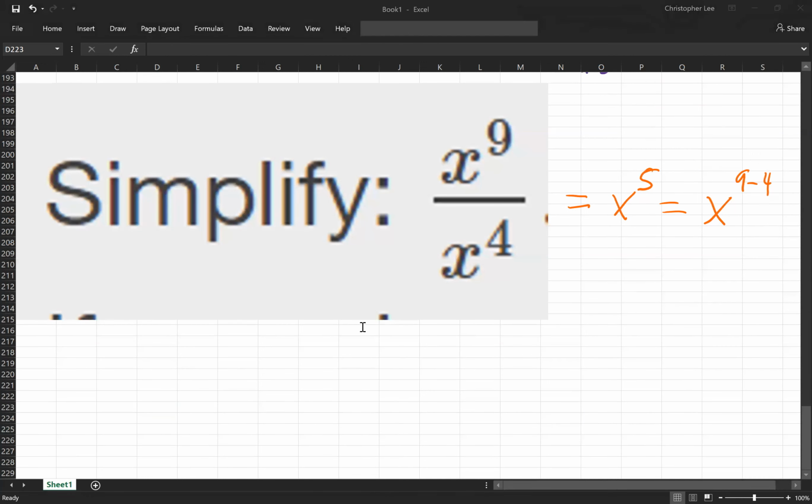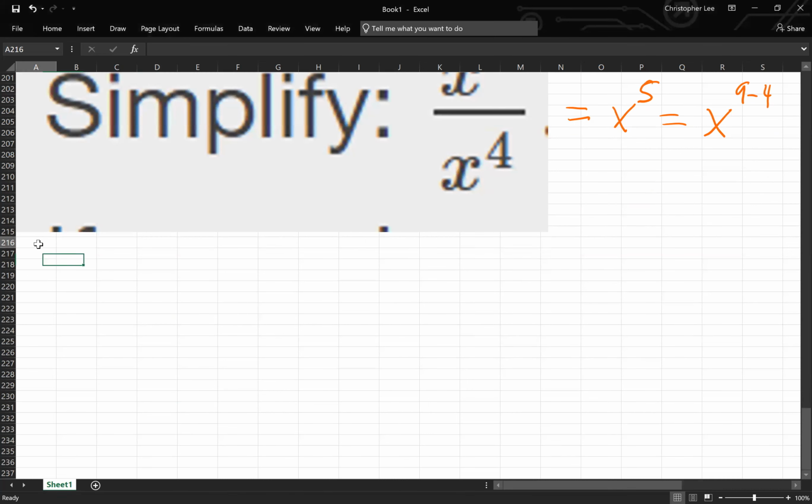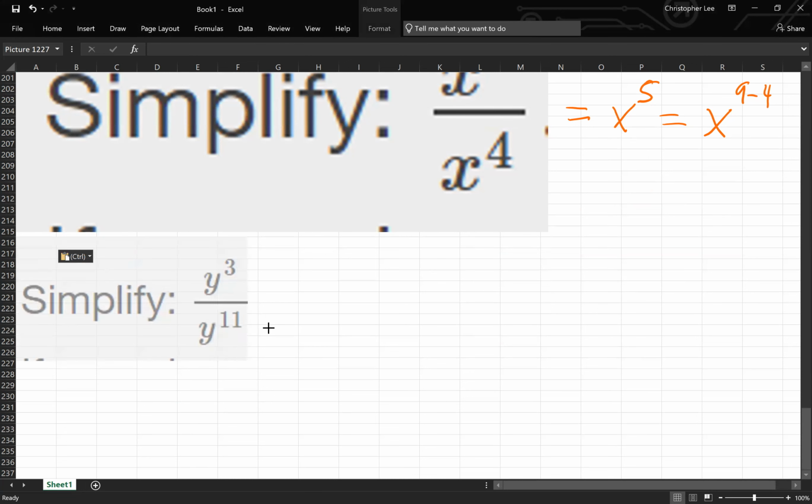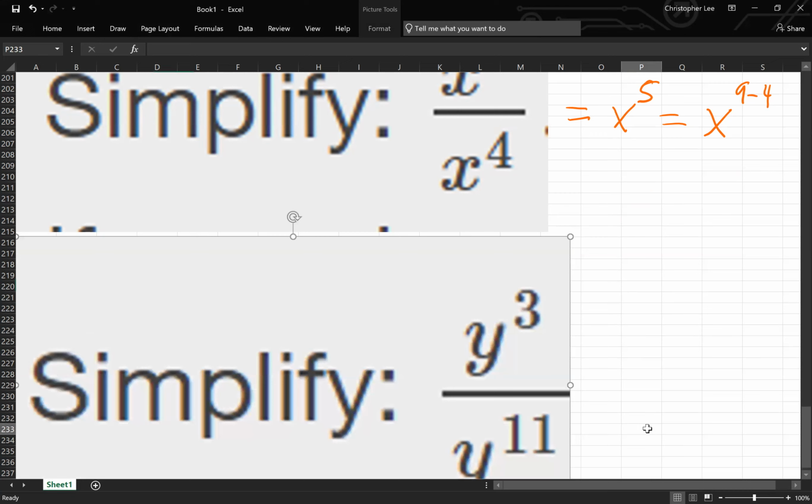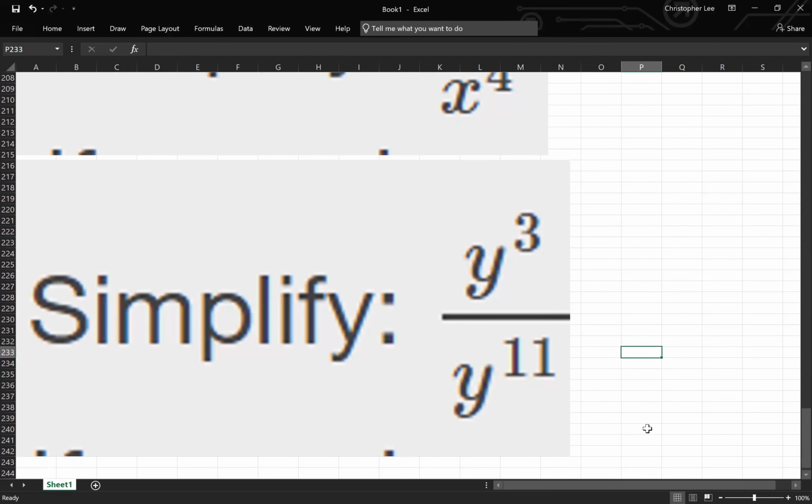How about this one? It's going to get somebody. I don't know who, but it's going to get somebody, maybe on the next exam. What about this one? Y to the 7? No. Y to the negative 8, yeah.